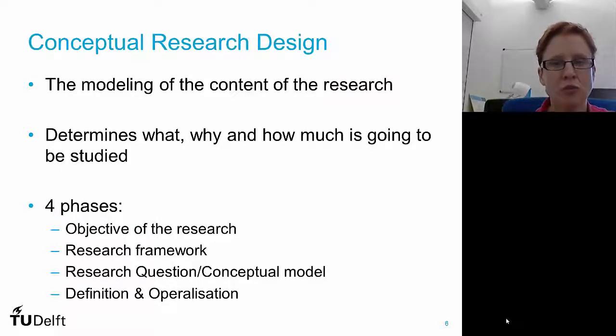Typically in the conceptual research design there are 4 phases. You have the objective of the research: what is it that we're going to do? Then the framework within which that operates. Then you start looking at the research questions: what answers am I looking for? What's my conceptual model, to a certain extent? And then, very important, you put together some definitions and operationalization. I'll come back to that all in one of the next videos. But for now, this is what is part of the conceptual research design.